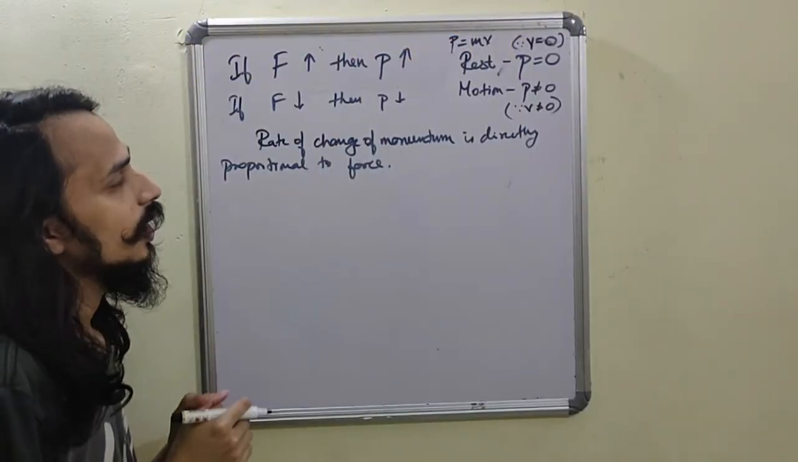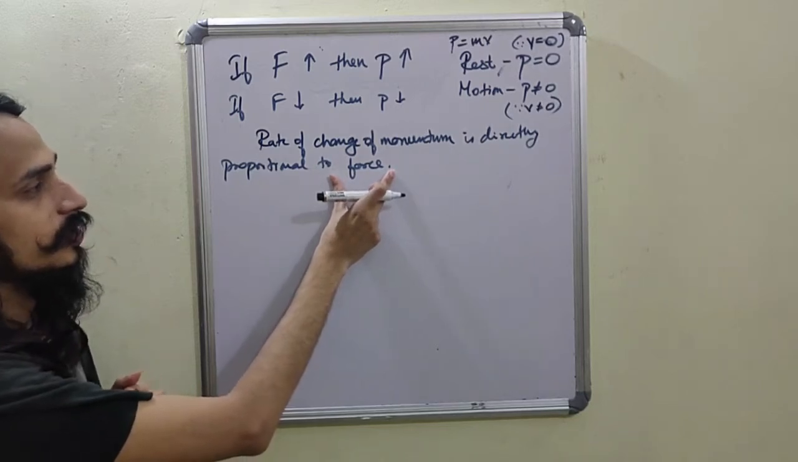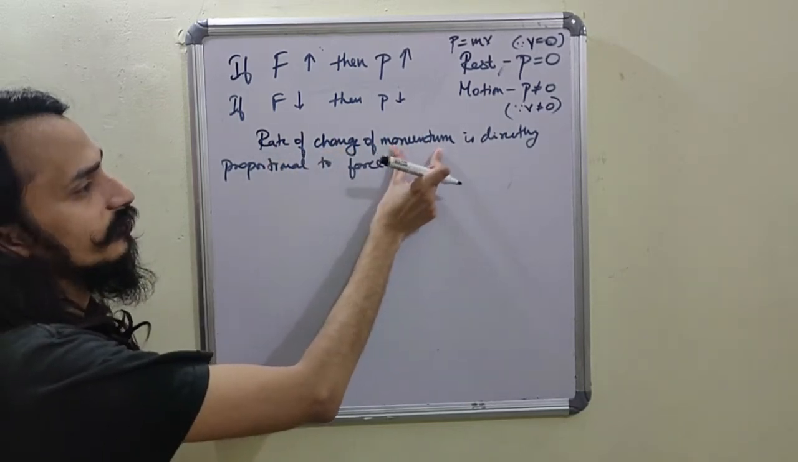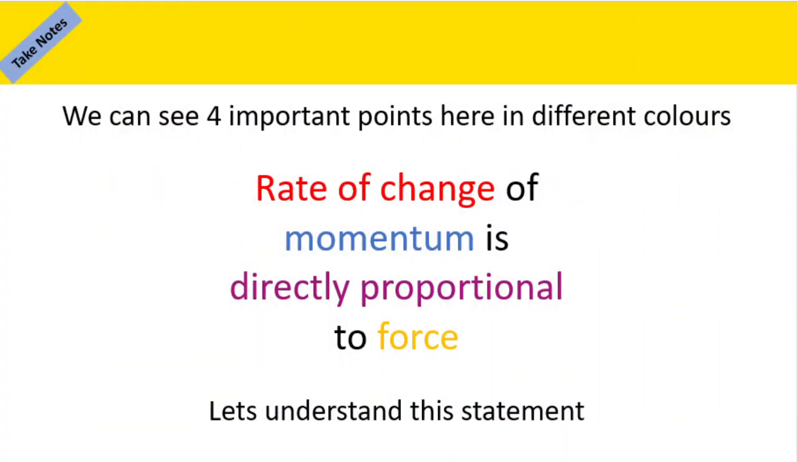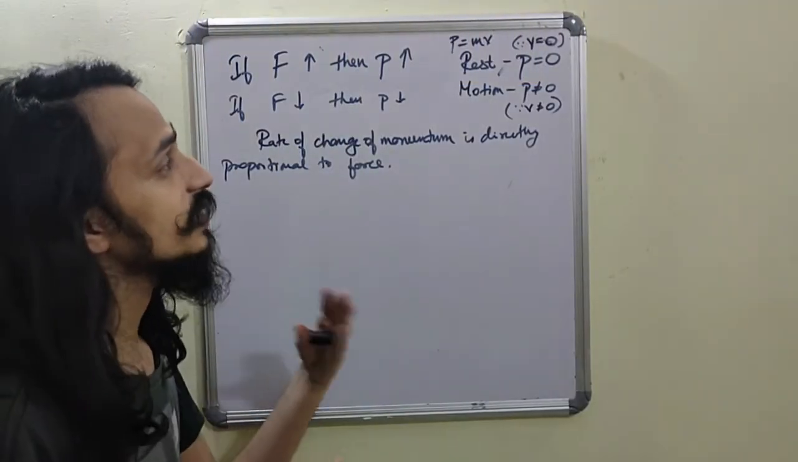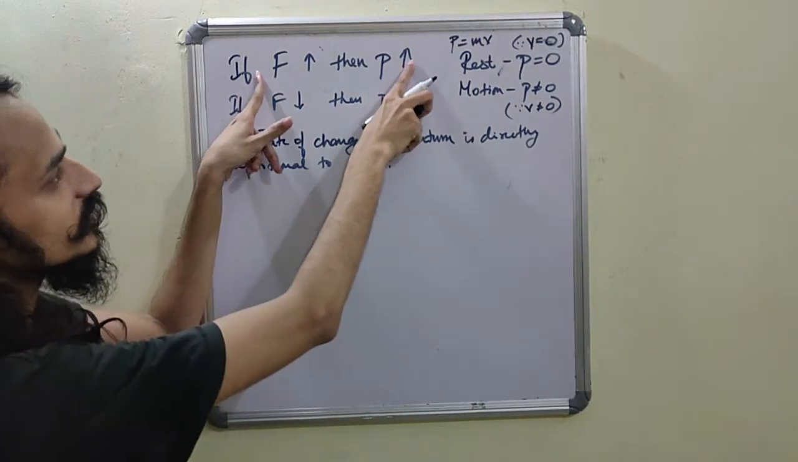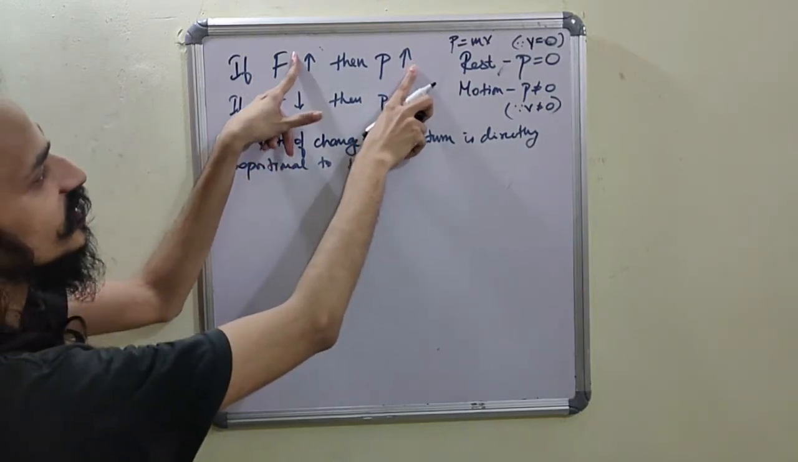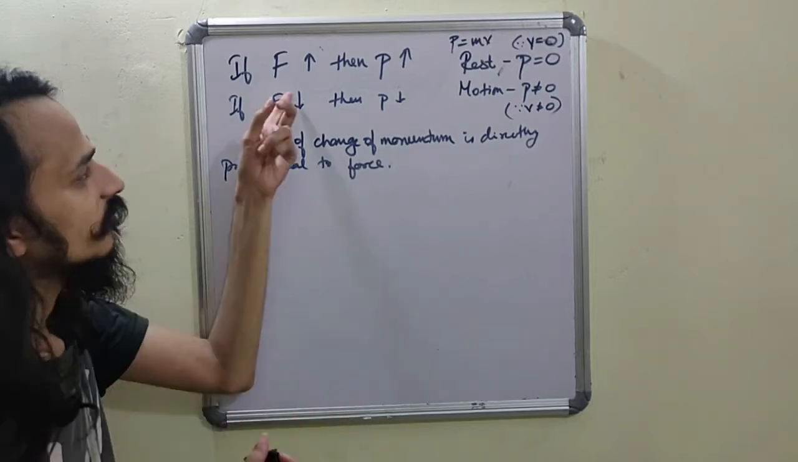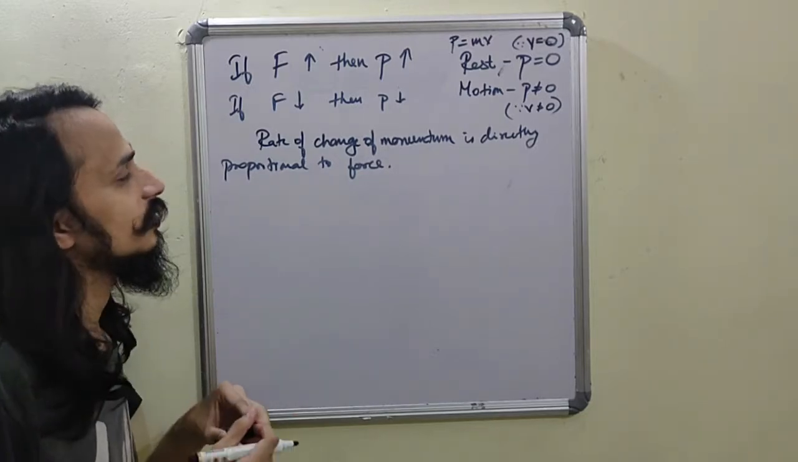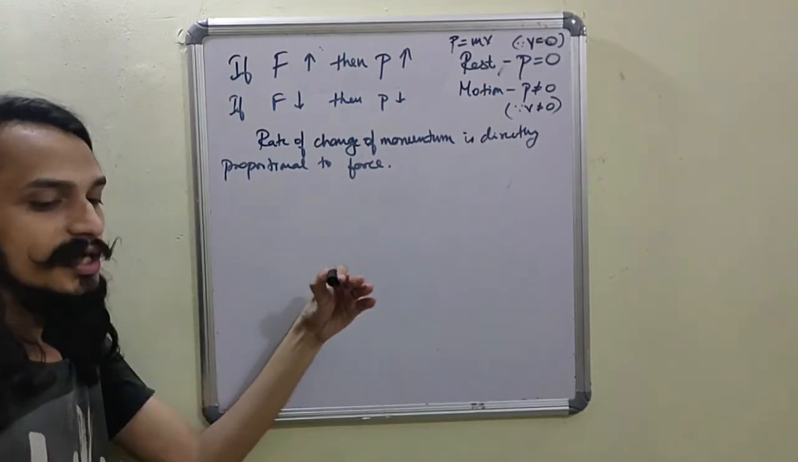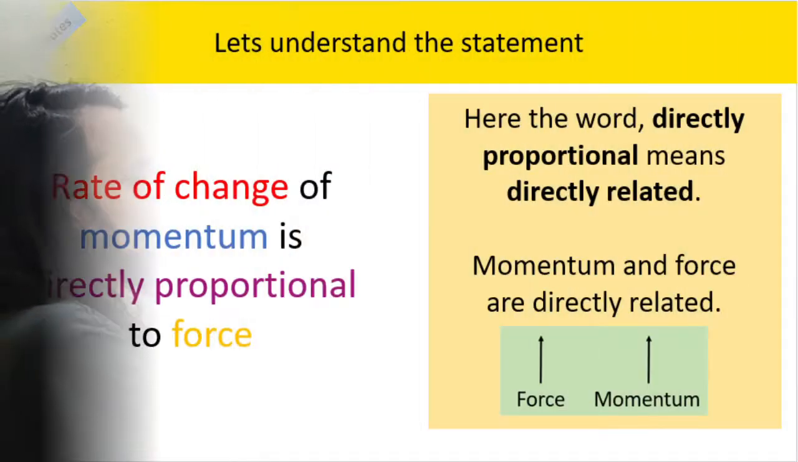Okay, now force, rate of change and momentum, directly proportional, four things that we see here. When I say directly proportional, I mean to say directly related. So what you see here is a direct proportion, right? So when force is increasing, momentum will also increase. Force decreases, momentum will also drop. So that is what directly proportional means. If one increases, the other increases. That is called direct proportion.